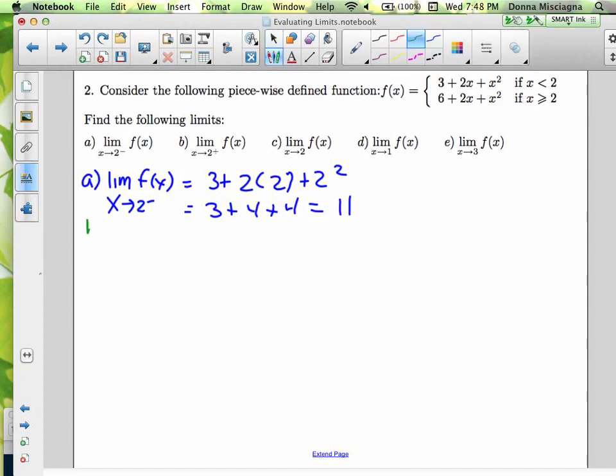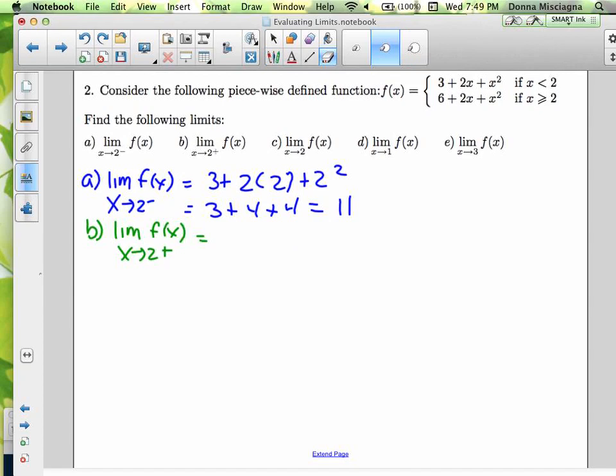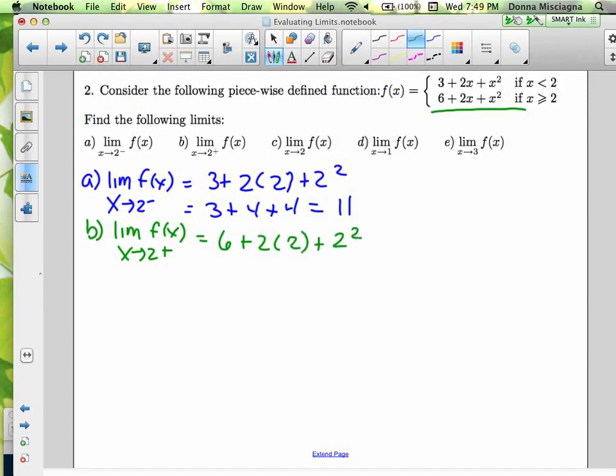Now we want the right-hand limit. So the limit of f of x as x approaches 2 from the right. It really helps to choose the limit on the right-hand side first: 6 plus 2 times 2 plus 2 squared. I keep having to look up, so sometimes I'm writing the wrong numbers down. 6 plus 4 is 14.